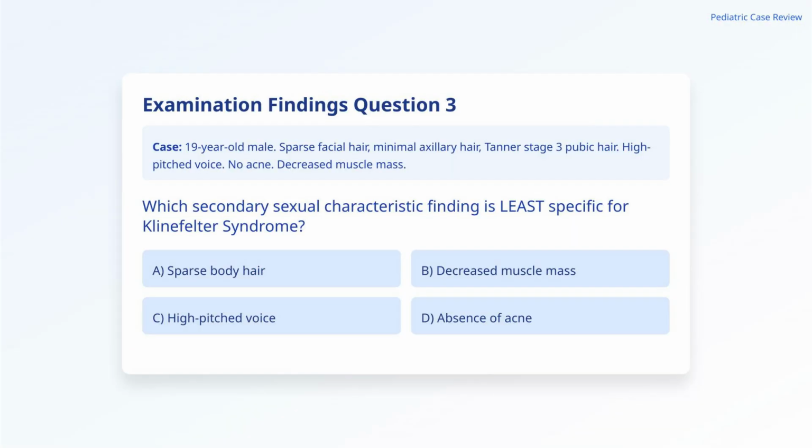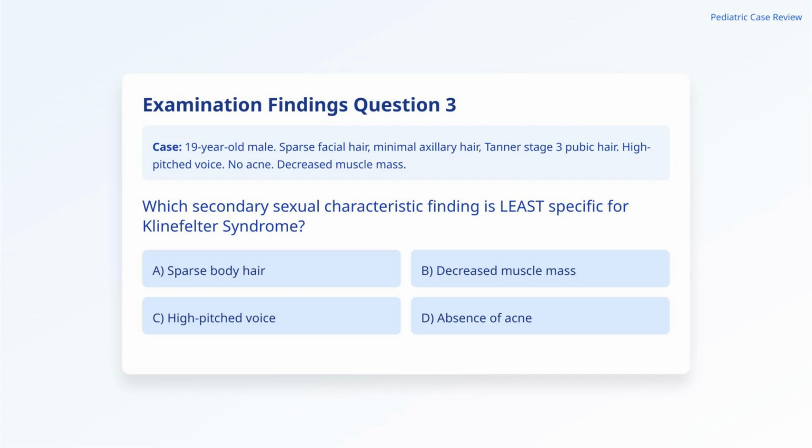Case scenario: physical examination of a 19-year-old male shows sparse facial hair, minimal axillary hair, and reduced pubic hair with a Tanner stage 3 distribution pattern. Voice quality remains high-pitched. There is no history of acne development. Muscle mass appears globally decreased. Question: which secondary sexual characteristic finding is least specific for Klinefelter syndrome?